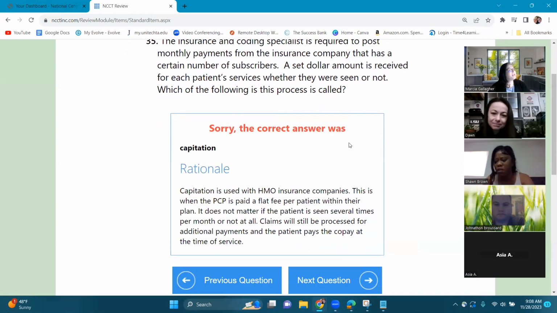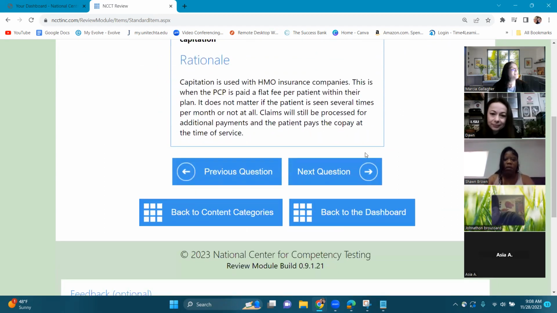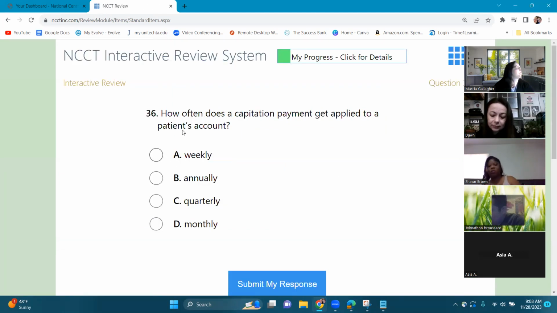It's capitation. The insurance and coding specialist is required to post monthly payments from the insurance. A set dollar amount is received for each patient service, whether they are seen or not. That's okay. They really want you to know what capitation means, though, don't they? So that's a good indicator.